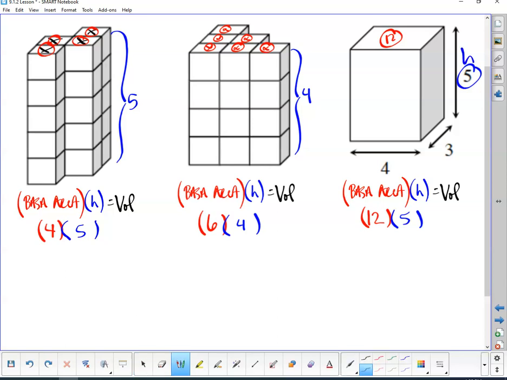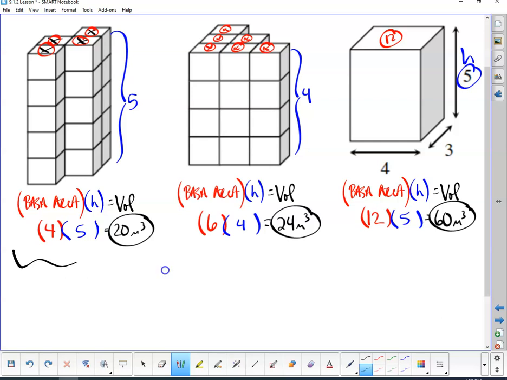So 4 times 5, that's 20. So the volume for our first one is 20 units cubed. The volume of this one is 24 units cubed. And the volume here is 60 units cubed. Area of the base times the height. So that's volume.